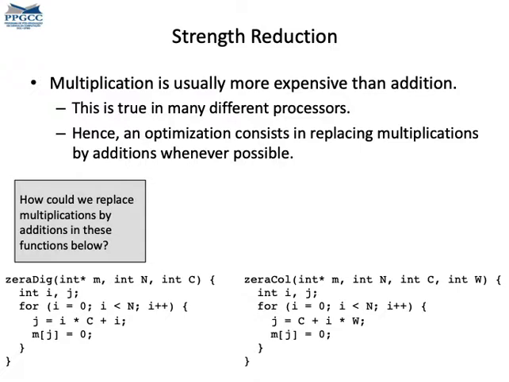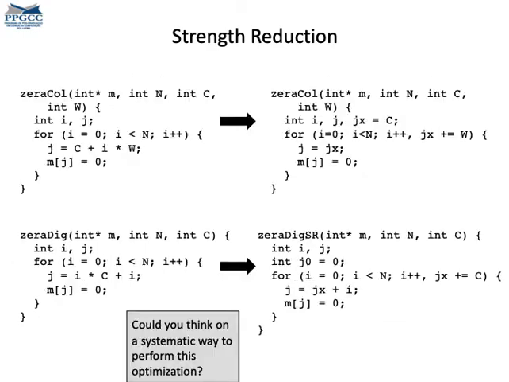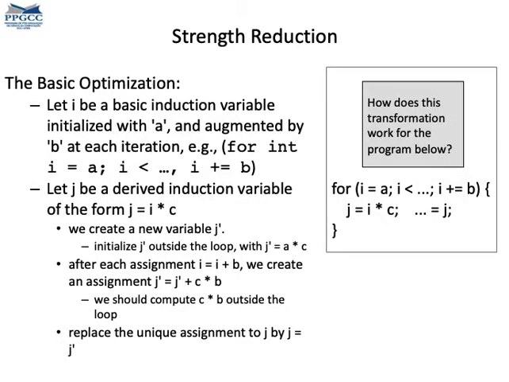For instance, can you think about how we could replace the multiplications with additions in these two programs? We have multiplication here on the left, and here both define variable j, which is a derived induction variable. You can see the transformed programs on the right. Notice that in both cases we have created auxiliary variables, the j-axis in the figures, that we use to replace the multiplication. Let's see how to implement this optimization systematically.